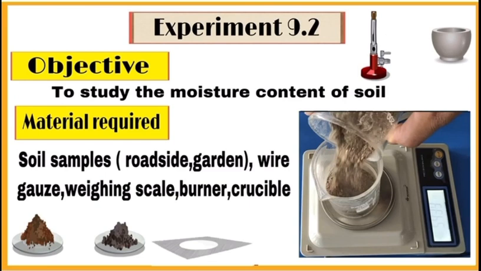Next part is 9.2. Objective here is to study the moisture content of soil. Materials required here are soil samples. Again we need roadside soil and garden soil. We require wire gauze, weighing scale, burner and crucible.